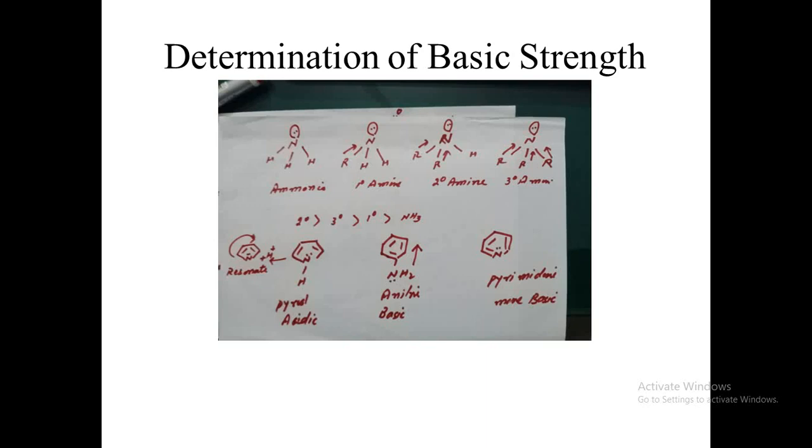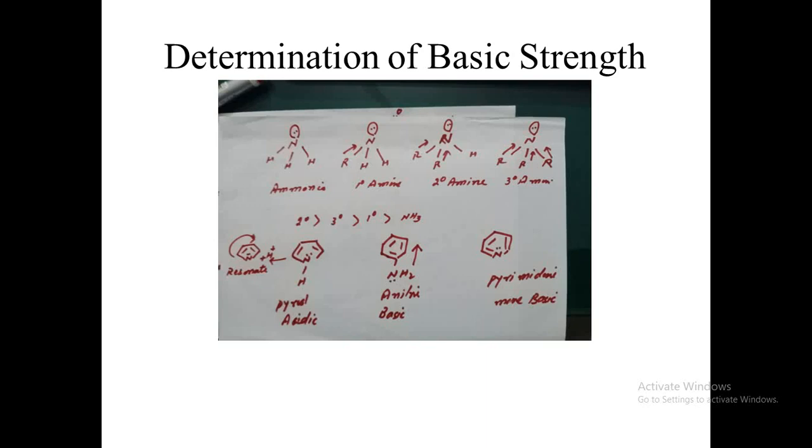At the bottom, there are three heterocyclic molecules. One is pyrrole, a five-membered molecule. Next one is aniline, a benzene ring having an NH2 group, and pyridine. I have mentioned at the bottom of these three molecules that pyrrole is acidic in nature, aniline is basic in nature, and pyridine is more basic in nature. Why is pyrrole acidic in nature? Because of the nitrogen and hydrogen in pyrrole. Nitrogen is more electronegative, it can lose its hydrogen, and the lone pair on the nitrogen can easily resonate.